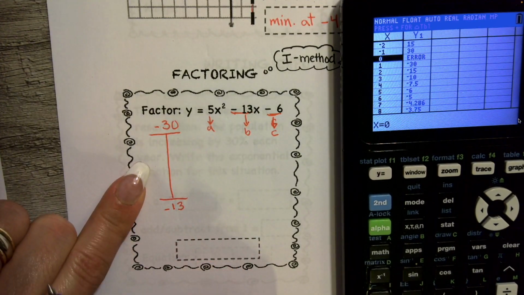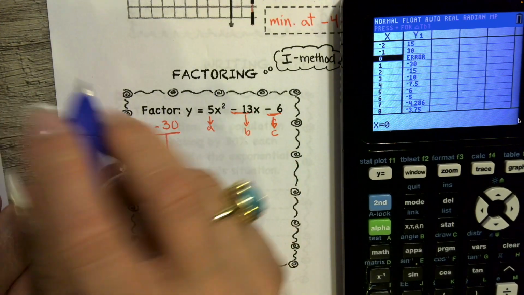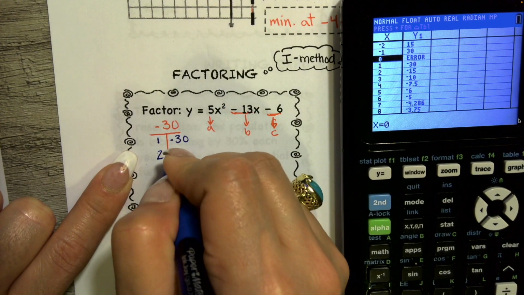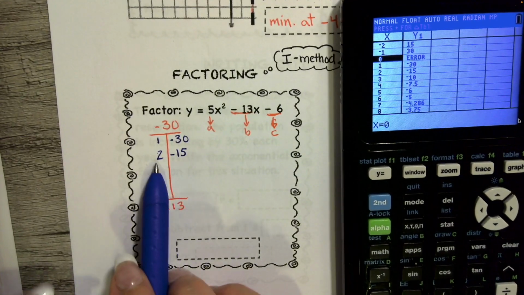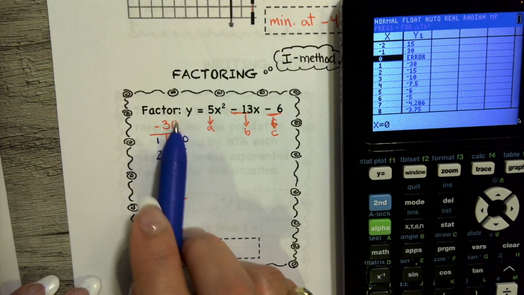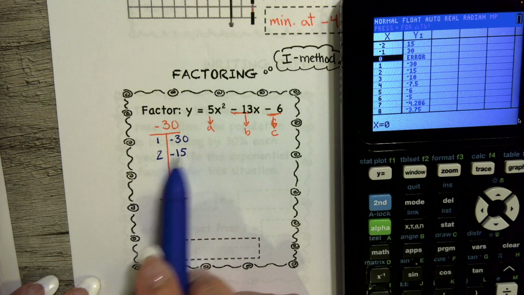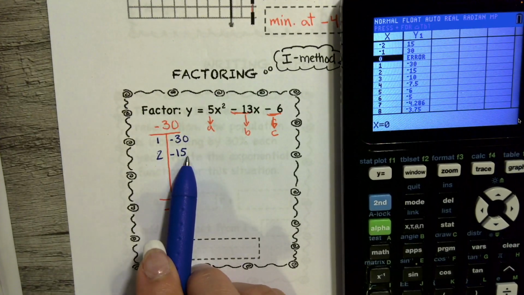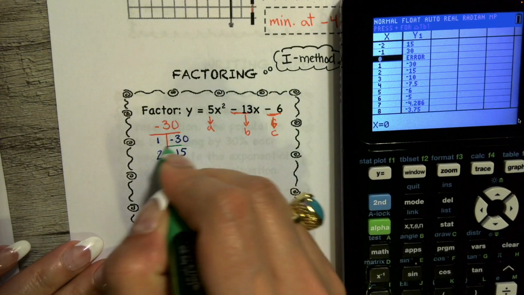The first factor of negative 30 is 1 and negative 30. 2 and negative 15. Oh, I found the numbers that I needed. Why? Because that's the reason we put the B over here. After I found the factors of negative 30, I have to see which one of these two numbers adds up and gives me B. So 2 and negative 15 is negative 13. So that's the number that I'm looking for.